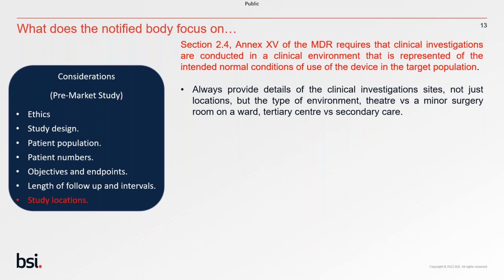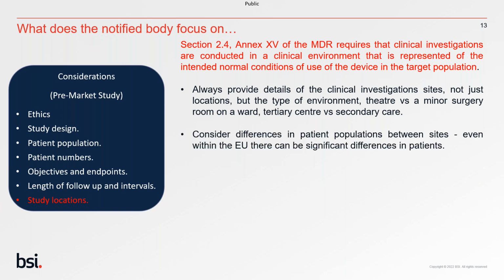So in this example, rather than a theatre, maybe a minor surgery room that's on a ward, or in a GP or family doctor setting. And again, tertiary care versus secondary care. Tertiary care centres typically have the expertise and backup procedures, certainly from cardiology. We know that certain devices are implanted in tertiary centres because they have the availability of cardiac surgery should anything go wrong. So really describe the types of location and the consideration of where the study was conducted.